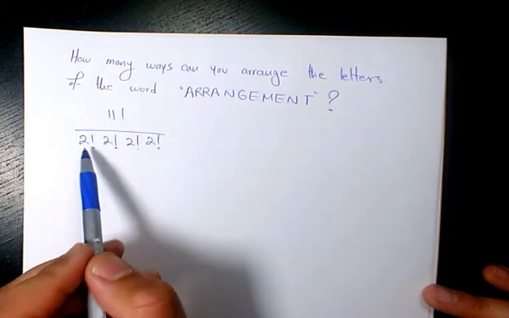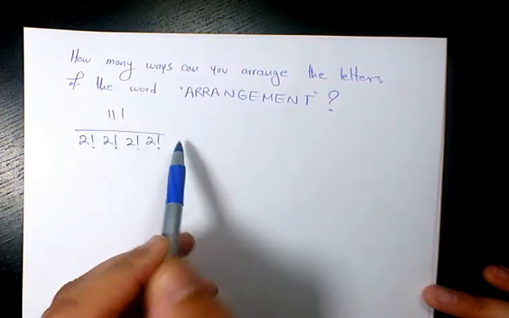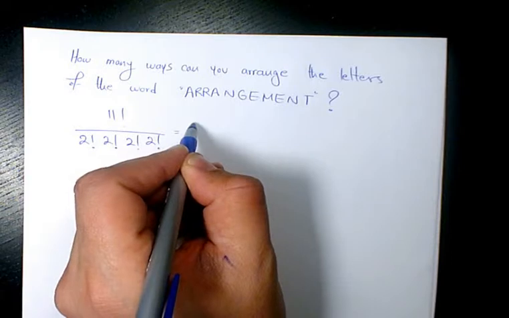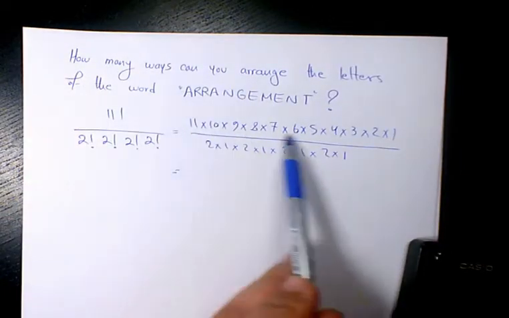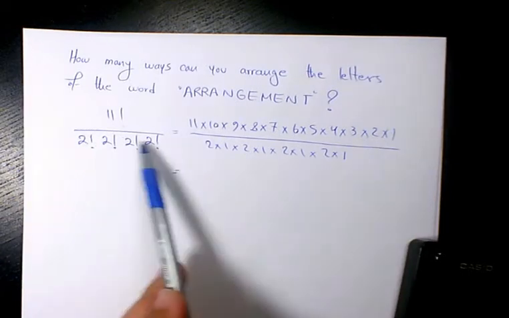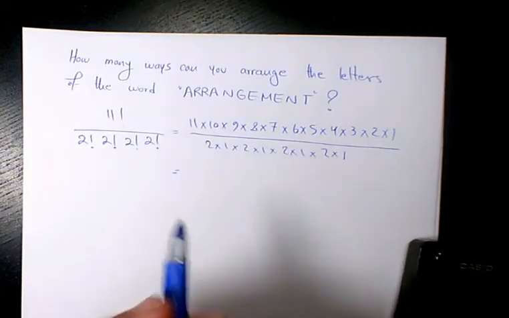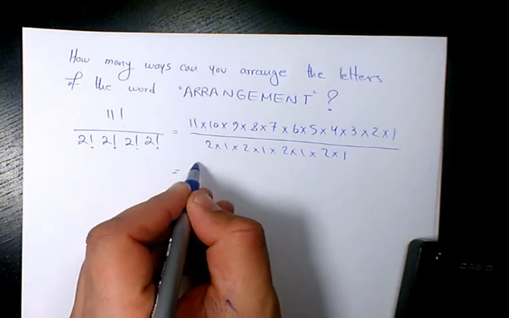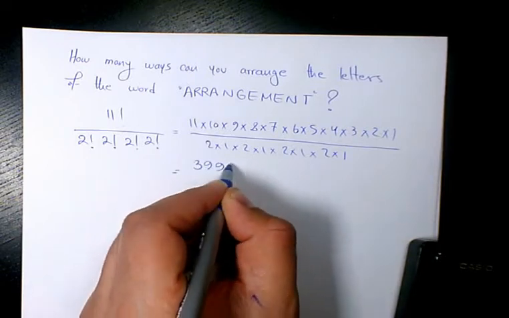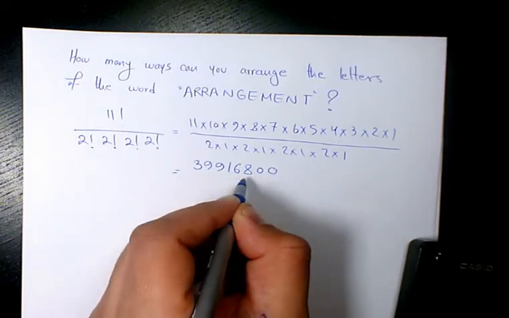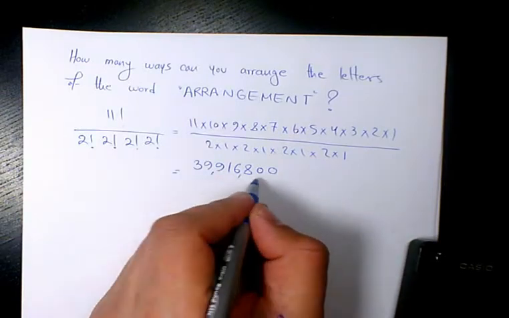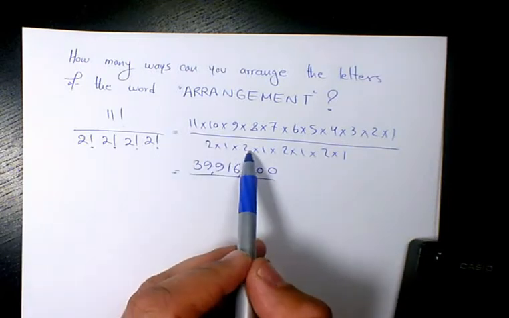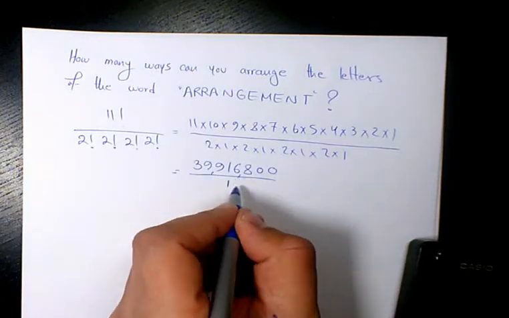So 11 factorial divided by 2 factorial, 2 factorial, 2 factorial, 2 factorial. When you write it out, it's going to be 11 times 10 all the way to 1. In the denominator we have 2 times 2 times 2 times 2. In the numerator we have 39,916,800, divided by 2 times 2 times 2 times 2, which is 16.